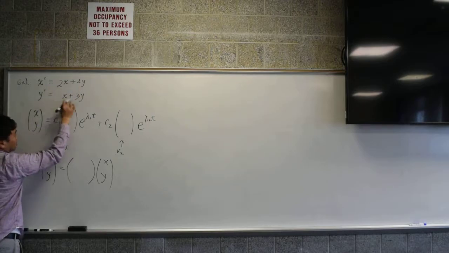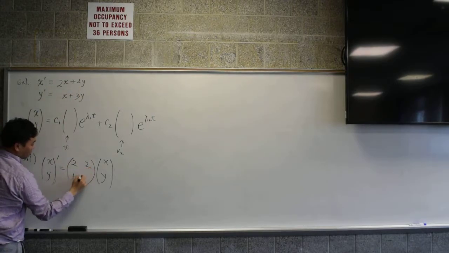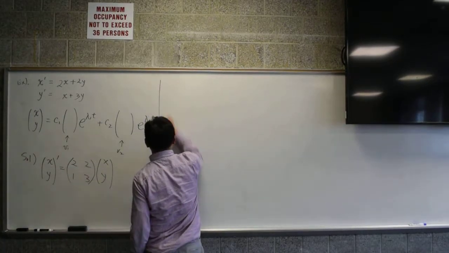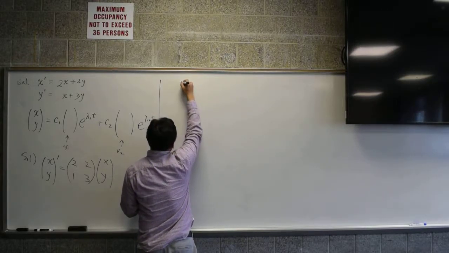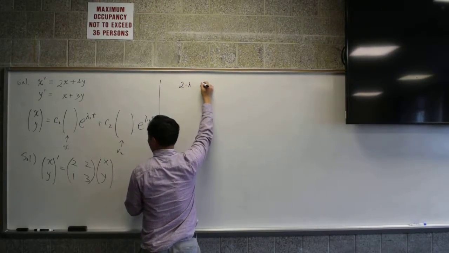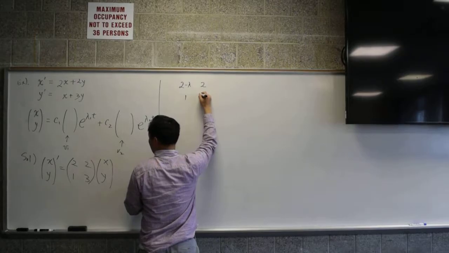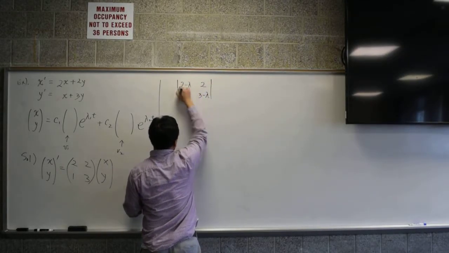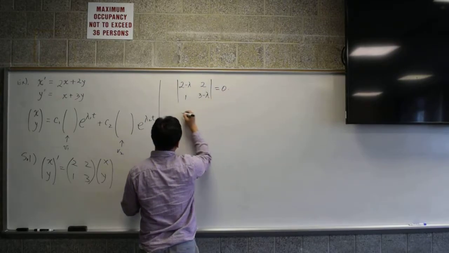Write down the coefficient matrix, which is 2, 2, 1, 3. Okay, so that's the matrix form of the system of equations. Now let's look for the eigenvalues and eigenvectors. All right, what do we do? You subtract lambda off the diagonal and take the determinant, set equal to 0.